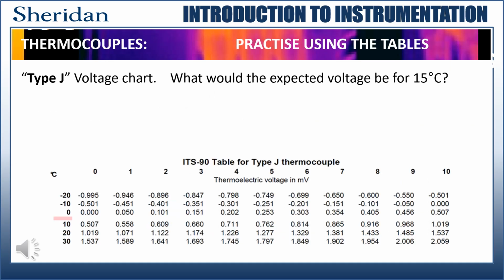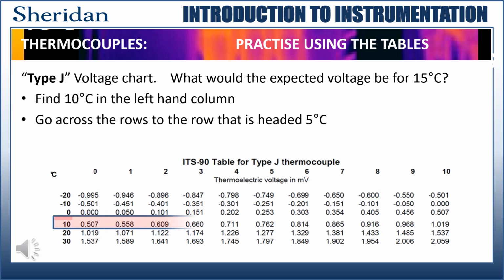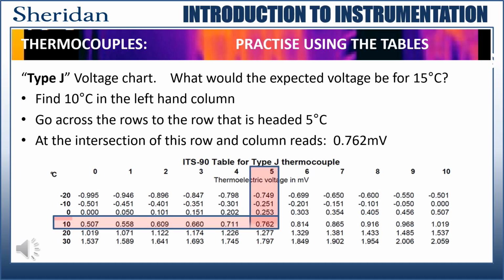Okay, here's one that's going to work the other way. We have a type J. What would the expected voltage be if it was 15 degrees Celsius? All right, so the first thing we do is find 10 in the left-hand column. So we have our plus 10, and then we shoot across until we find the 5 column, and where the two meet, we find it reads 0.762 millivolts.